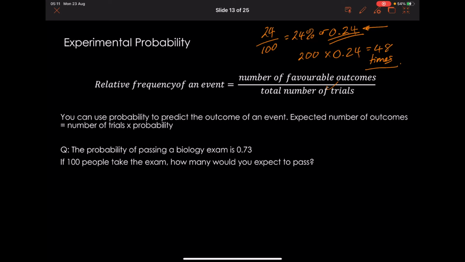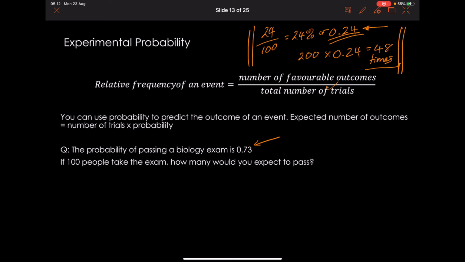Okay, so sometimes when you're given a relative frequency already, you can work out how many times you think someone is going to do something. For example, this question here. The probability of passing a biology exam is 0.73. If 100 people take the exam, how many would you expect to pass?